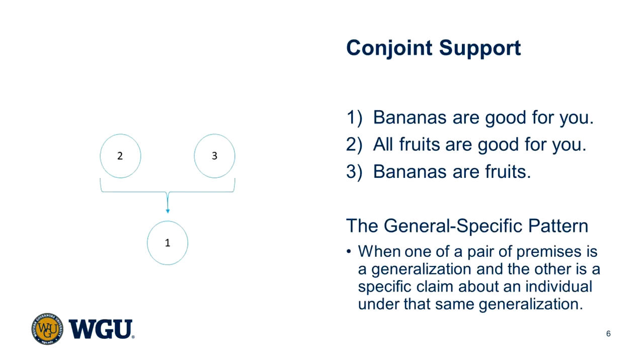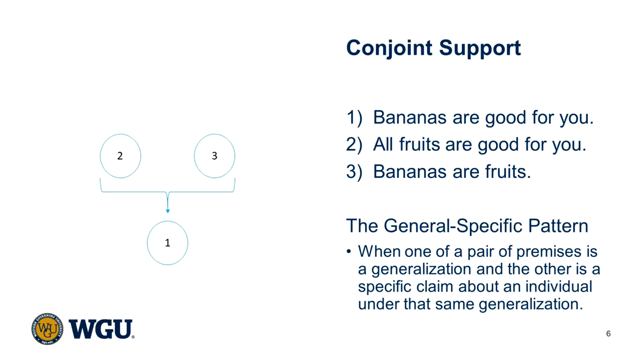Now take a look at this example of conjoint support. Once again, we find the conclusion is sentence number 1, bananas are good for you. This argument is meant to prove that bananas are good for you. Let's look at the 2 premises of this argument separately. All fruits are good for you. Does this all by itself give evidence that bananas are good for you?